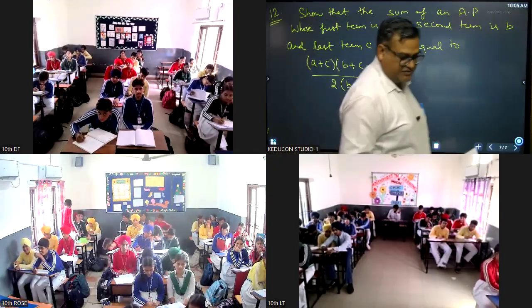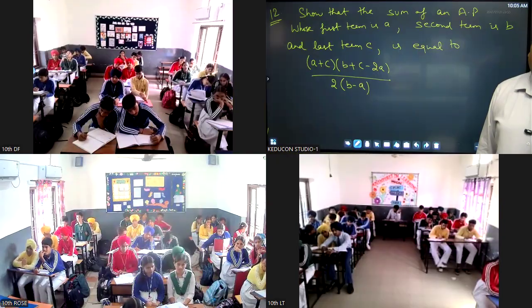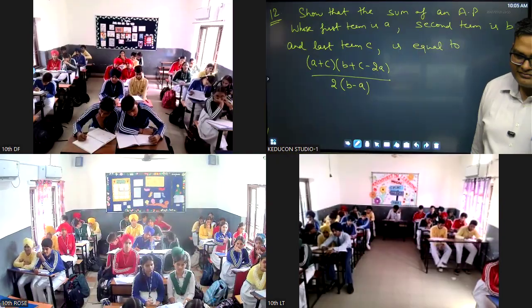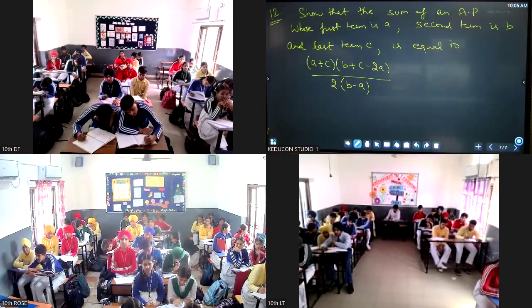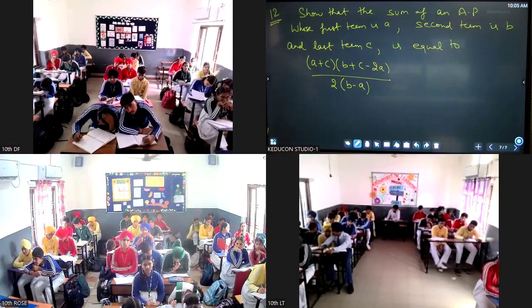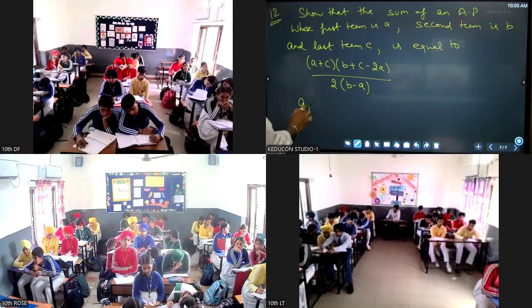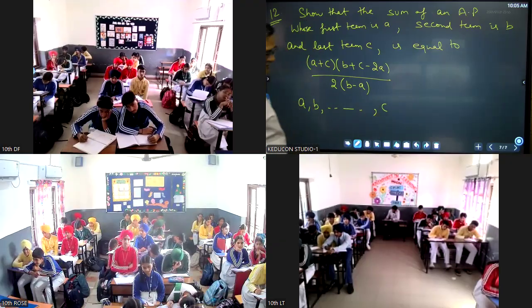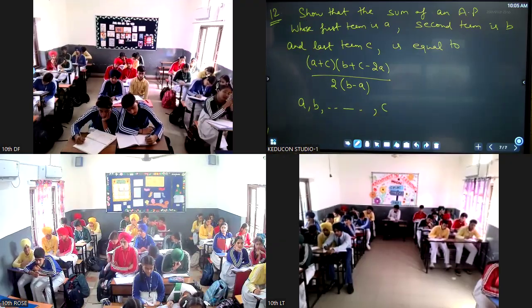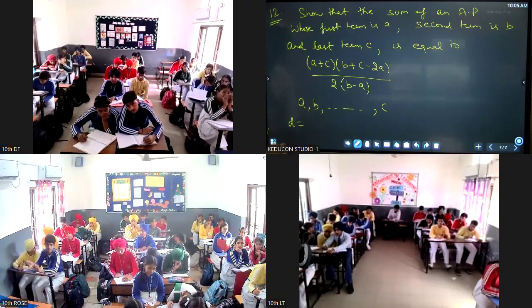This is the question, students. Now read the question carefully. First term is A. Second term is B. And the last term is C. Now write this in the form of AP. This is A, B. This is C. We have written this in the form of AP. What will be the D of this AP?